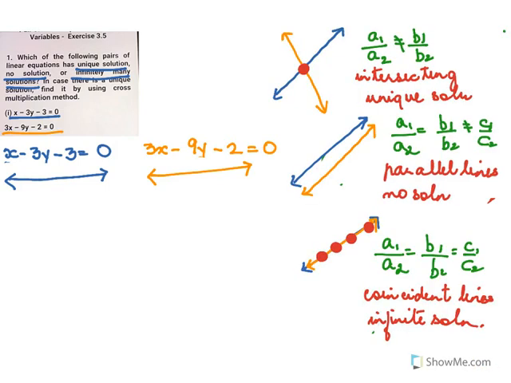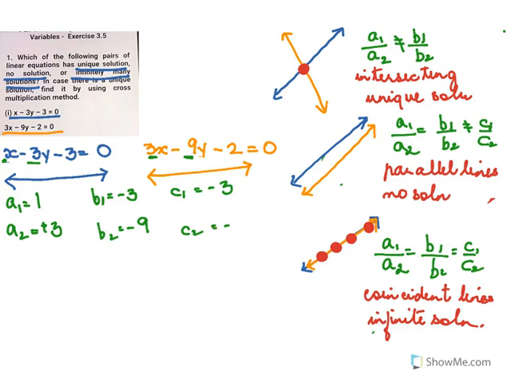So to go back here, we have summarized these three conditions. Let us see which of these conditions these two lines fulfill. For that we must know what a1, a2, b1, b2, c1, c2 are. Now a1 is here, that is 1, a2 will be this, that is 3. Your b1 is here, minus 3. Your b2 will be minus 9. Your c1 is minus 3 and your c2 is minus 2.